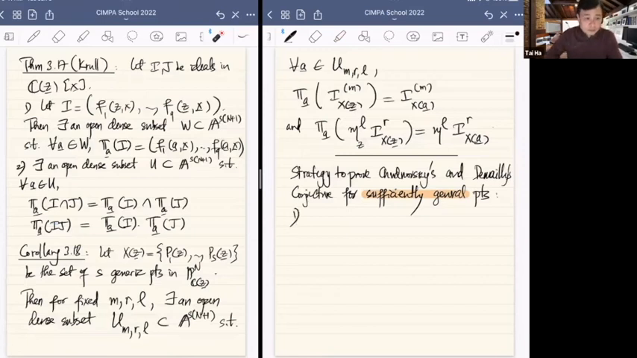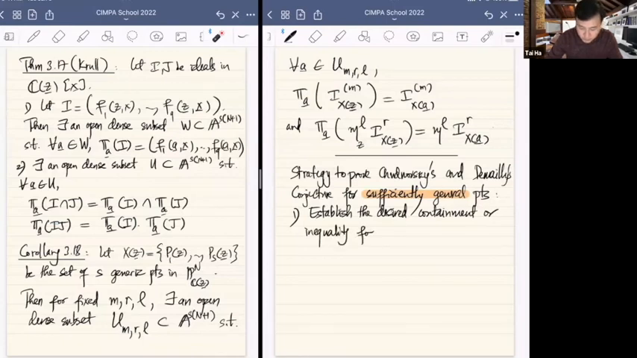So the strategy is, we're going to establish containments or inequalities that we want for the set of generic points. There's only one collection of generic points. So at least the points are known. So it should be easier to establish any containment that we want or any inequality that we want. So establish desired containment or inequalities for the generic set of points in this space.